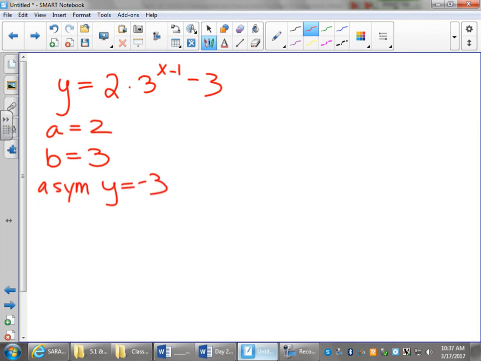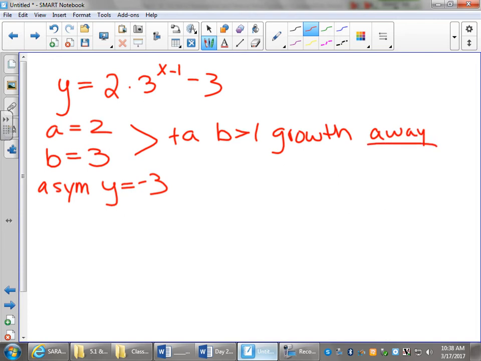What other information did we get yesterday? It was a growth, okay. So looking at these two, the A and the B, positive A and the B is bigger than 1, meaning it's a growth function. When we go to connect our points, because it's a growth, will that move away or towards the asymptote? You can look at that chart with the 4 graphs, the summary chart from yesterday. Does growth move away or towards? Quentin? Away. So we're going to write that down to think about when we go ahead and plot our points.